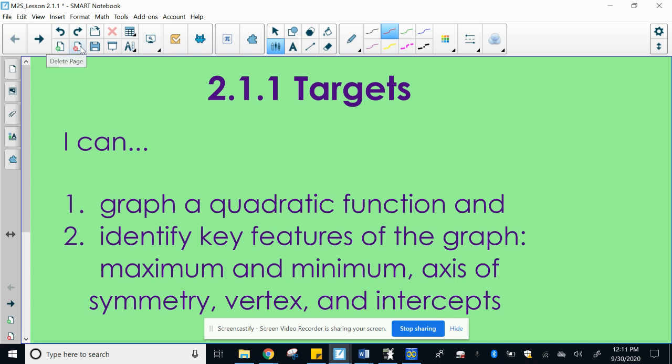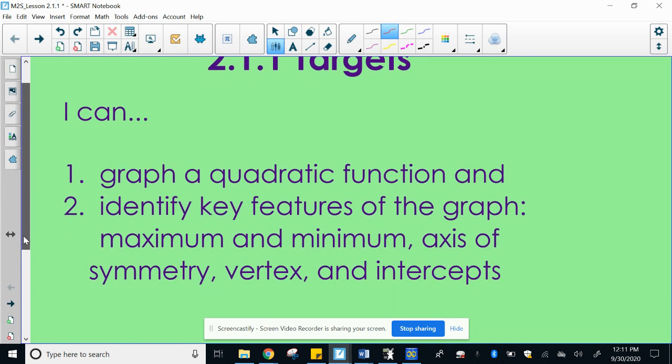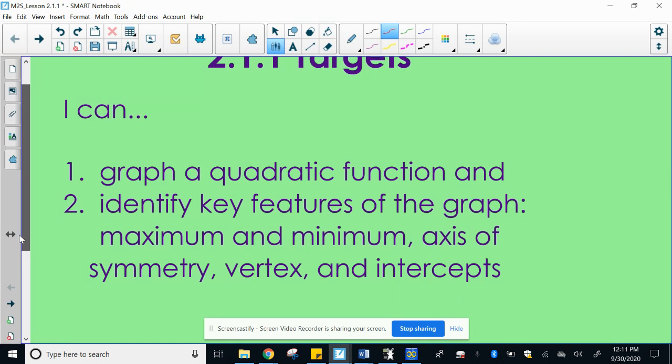All right. As we start into our new unit, we're going to be examining a new type of function that we haven't really looked at in past classes. So that's going to be called a quadratic function. Our targets for today, we're going to work on graphing a quadratic function, as well as identifying all the key features of a quadratic function, and those are all going to be steps within graphing. So those include the max or minimum, the axis of symmetry, the vertex, and the intercepts of a quadratic function.